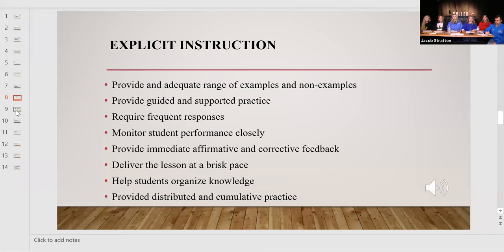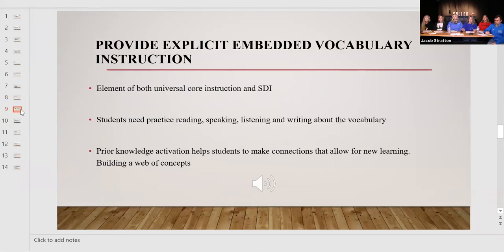And then we're going to talk about vocabulary, the importance of vocabulary. And of course, like we've already alluded to, we have to be very explicit with students. It's important that we embed strong vocabulary in their core instruction and also with their SDI. They need practice with that vocabulary, not only reading it, but they also need to be speaking. And of course they need to hear it, and then they need to use it in their writing. And then of course, in order for kids to understand a new vocabulary, they have to be able to draw on prior knowledge in order to make those connections and then embed that learning to where it becomes permanent.